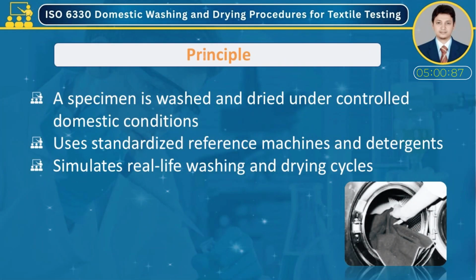The principle of this test method is straightforward: to reproduce domestic washing and drying conditions in a controlled laboratory setting. By using standardized reference machines, detergents, and drying processes, the method ensures reproducibility and comparability across laboratories.